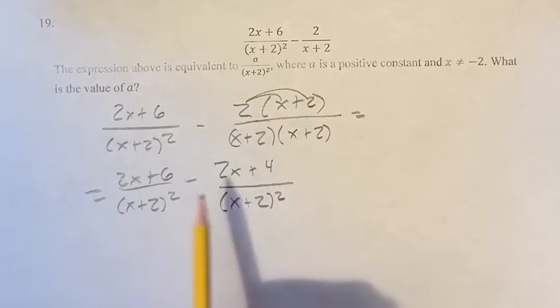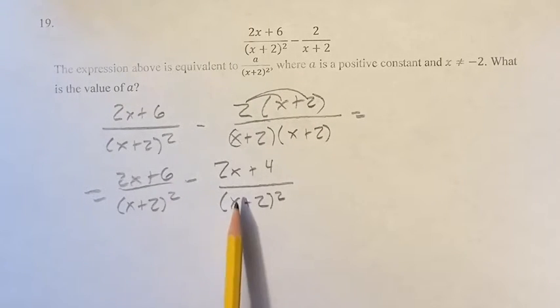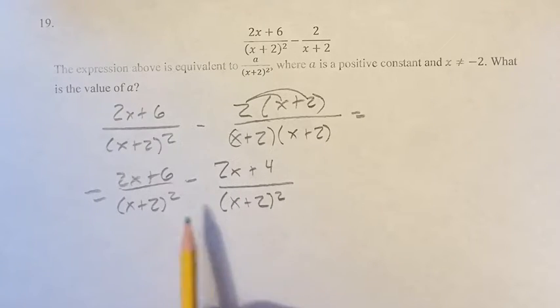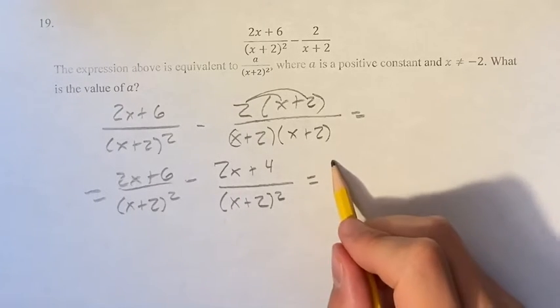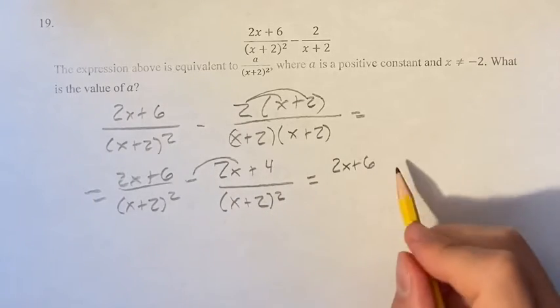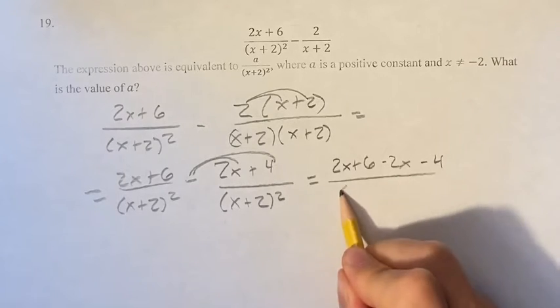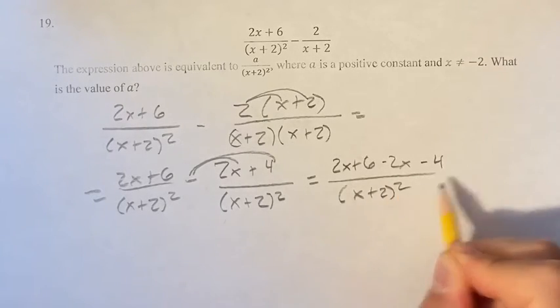Because now we have two fractions with the same denominators. So when we're subtracting them, we can subtract the numerators and keep the denominator the same. So we have 2x + 6 minus 2x, don't forget to distribute the negative, minus 4. This is all over (x + 2)².